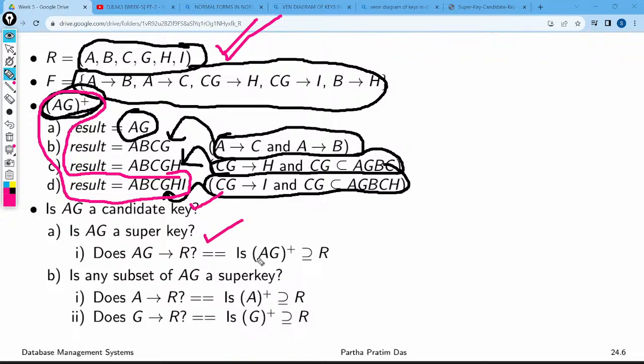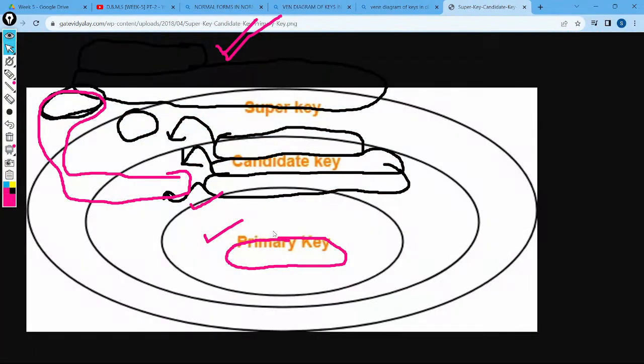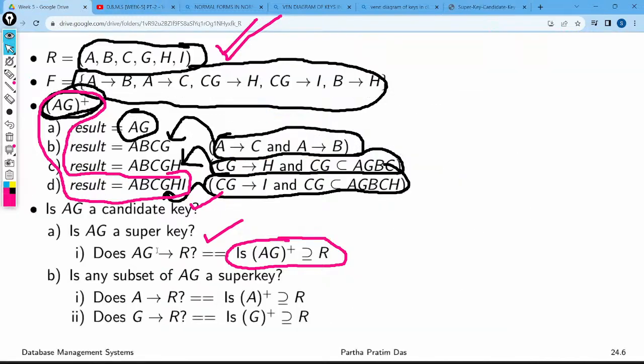It is a super key because the closure set of AG is exhaustive on the set of R. AG plus is exhaustive on R. Hence, it is a super key. Let me show you this through this diagram. Through this diagram, I can tell that any super key is a candidate key by default. Hence, it is a candidate key.